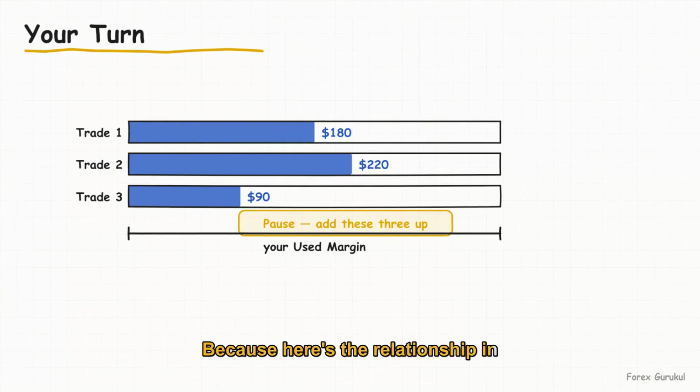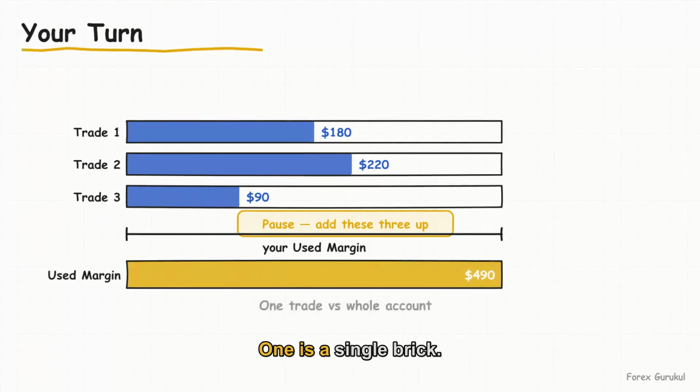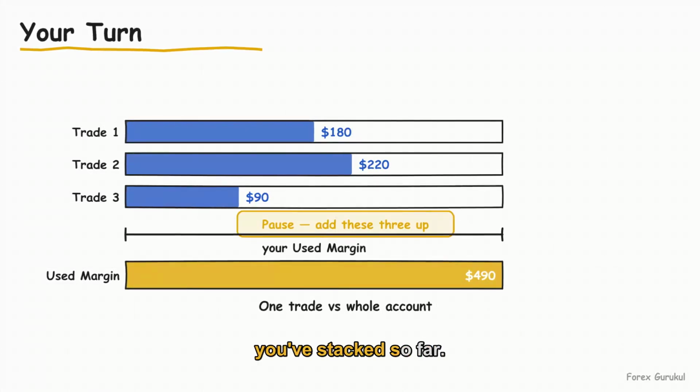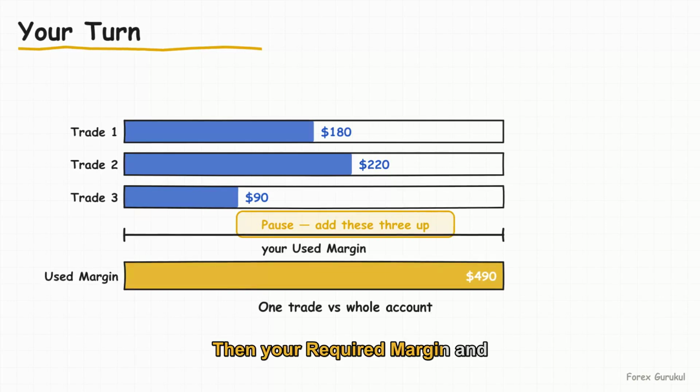Because here's the relationship in one sentence. Required margin belongs to one trade. Used margin belongs to your whole account. One is a single brick. The other is the entire wall built from every brick you've stacked so far. Add a trade, the wall grows. Close a trade, the wall shrinks. Never opened a second trade? Then your required margin and your used margin are, for now, exactly the same number.